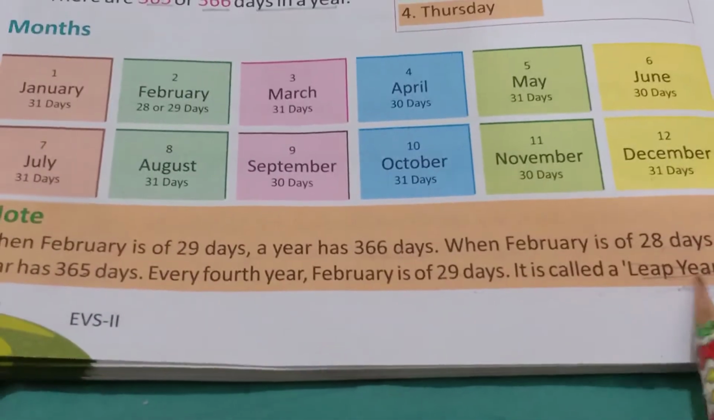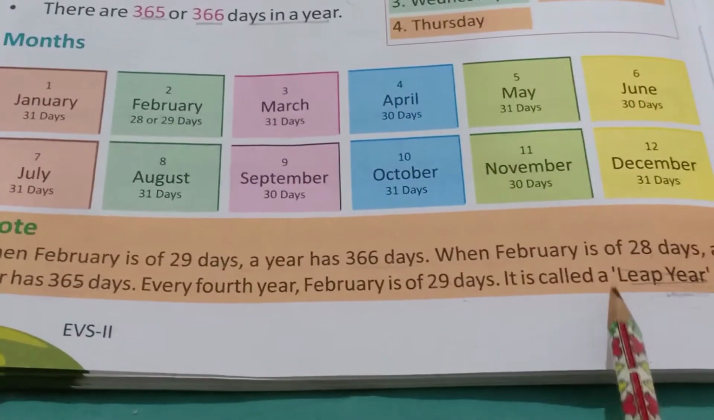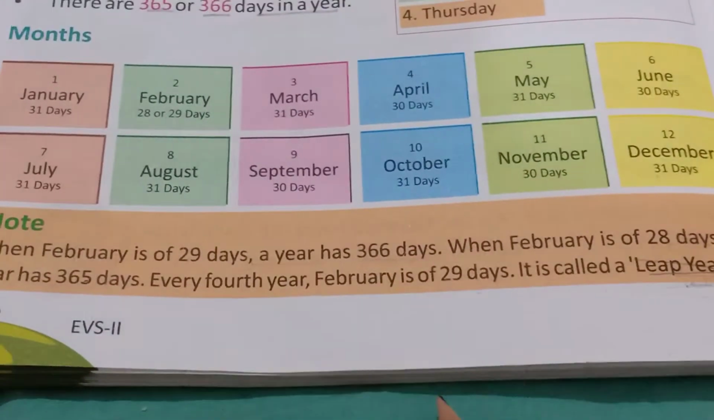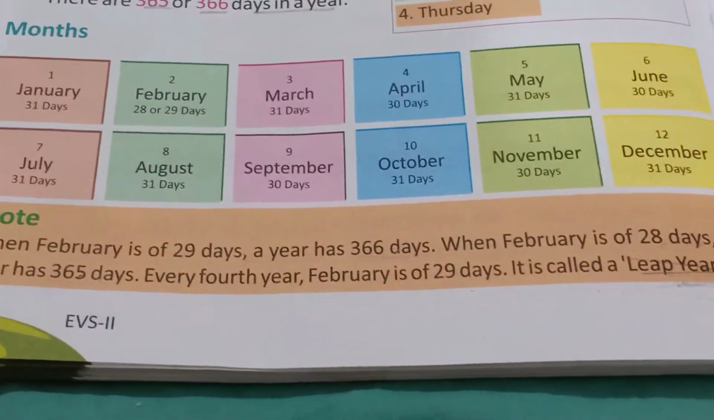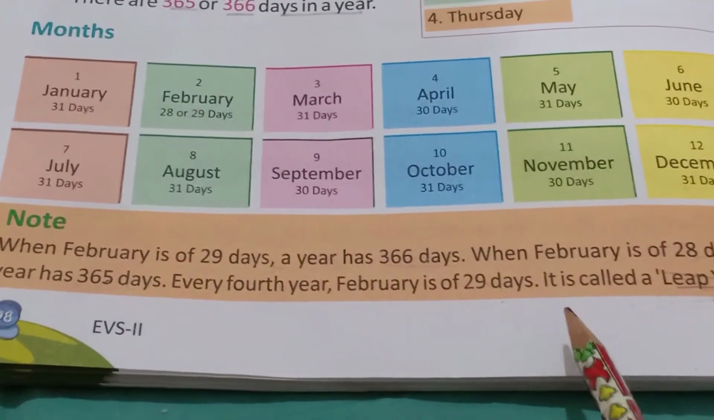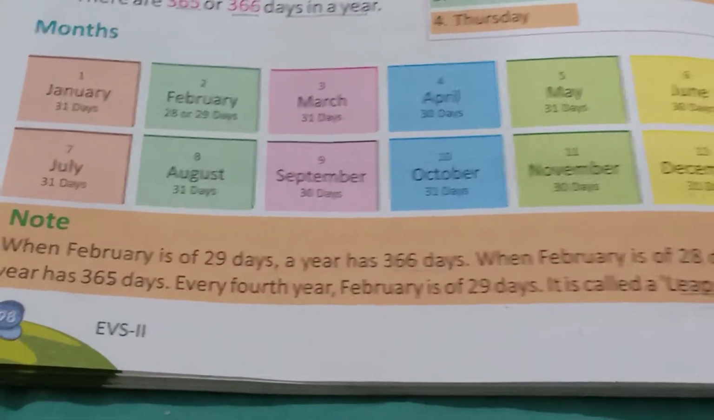You should remember, you should know what a leap year is. A leap year is that year in which the month of February has 29 days. And a leap year comes after every 4 years. Is that clear? So I hope all this chapter is clear to you all. All the points in this chapter are clear to you all.